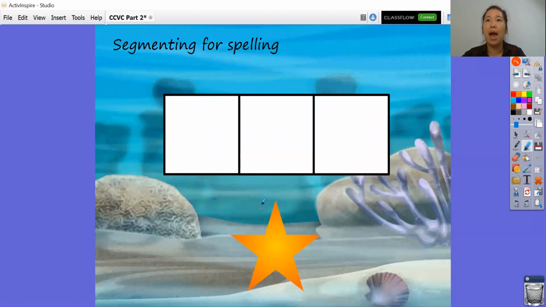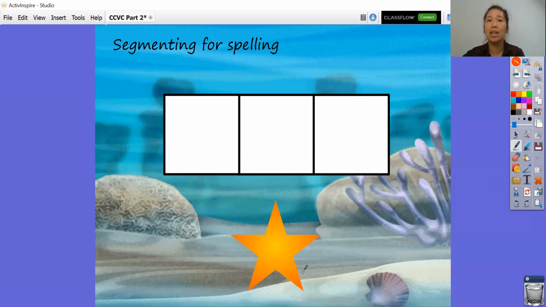Now we're going to have a go at spelling the pictures that we see. So I've got my picture here. You can draw your frame if you want to, or you can just write on a sheet of paper if you like. So I'm going to grab my marker and I'm going to have a go at writing this word. So you can have a go before I show you how to write this word. All right. So our word today is star.